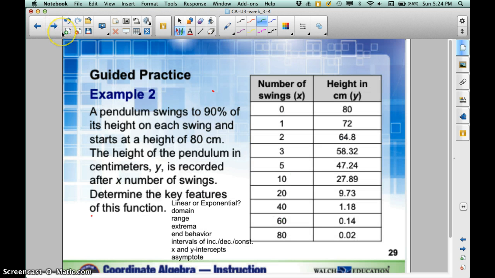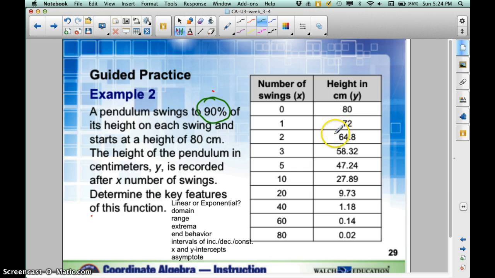All right, let's look at an applied problem, which is most likely how you will answer these. In this case, we have a table given to us, not a graph, and they give us the scenario. A pendulum is swinging to 90% of its height on each swing, and it starts at a height of 80 centimeters. So first you need to decide if this is exponential, which it is because we're talking about the rate of change being a percent, not a constant number, but each time it's going to be a percent.